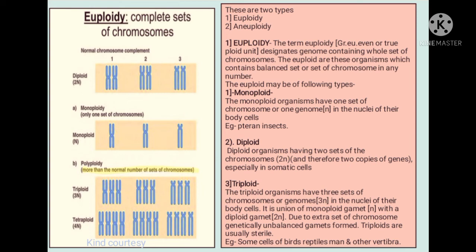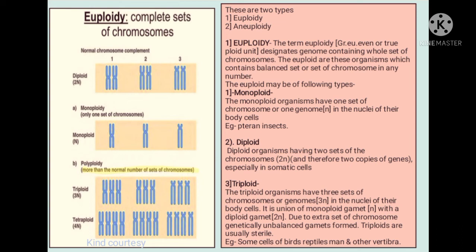First of all, we will see the monoploids. The monoploid organisms have one set of chromosomes or a genome, that is N, in the nuclei of their body cells. For example, male insects. While in a diploid, the diploid organisms have two sets of chromosomes, that is 2N, and therefore two copies of the genes, especially in somatic cells. While in triploids, the triploid organisms have three sets of chromosomes or genomes, that is 3N, in the nuclei of their body cells.